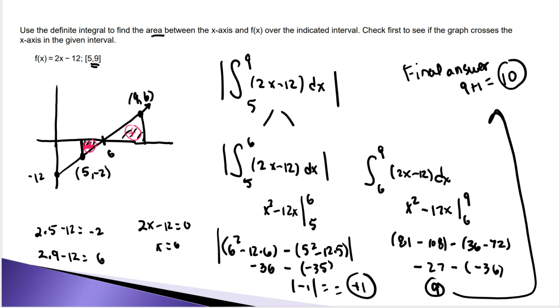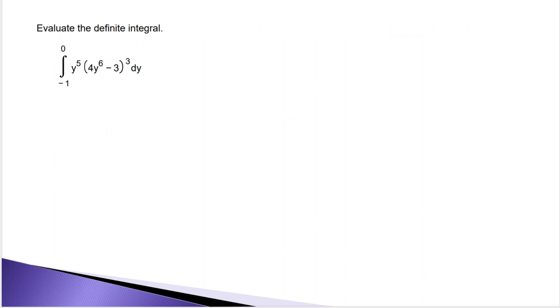Okay, the next thing I want to show you is what to do when you have a u substitution and a definite integral. There are actually two ways to solve problems like this, and I want to show you both options. Okay, so let's go ahead and start this off.